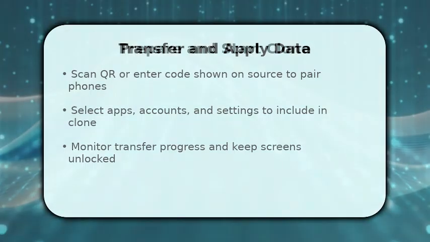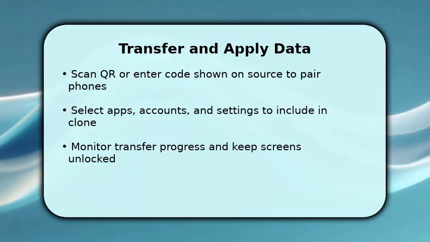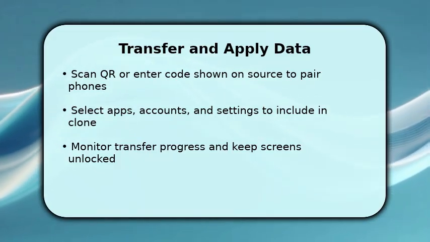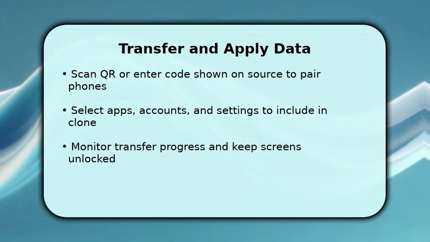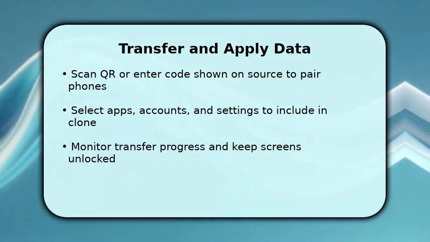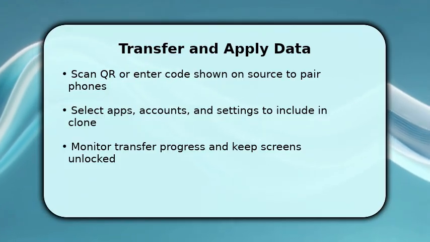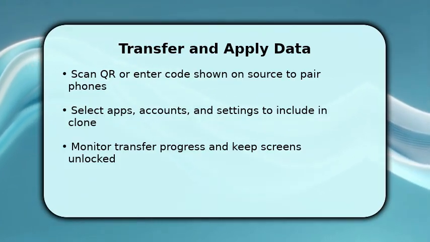You now pair the target phone. Use the QR code or numerical code shown on the source to establish a secure link. Next, choose precisely what to copy: apps, accounts, photos, and system settings, because selective cloning saves time and space.